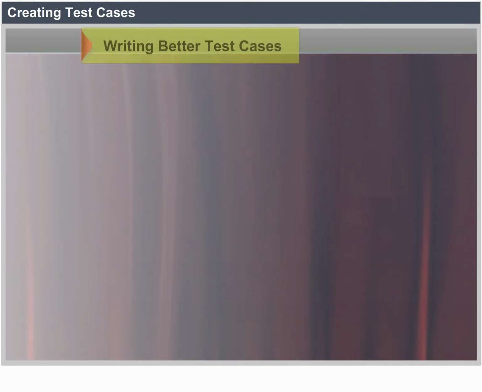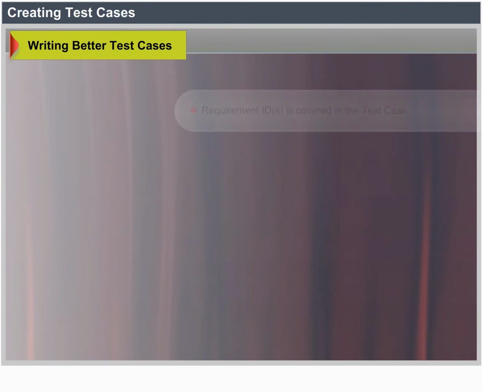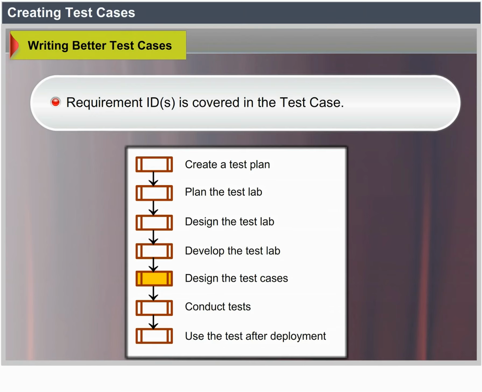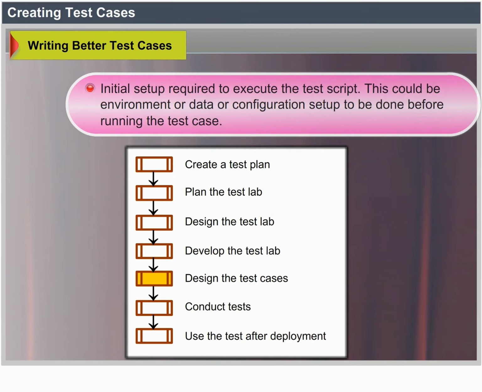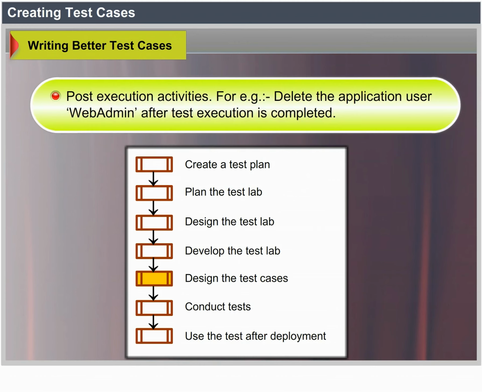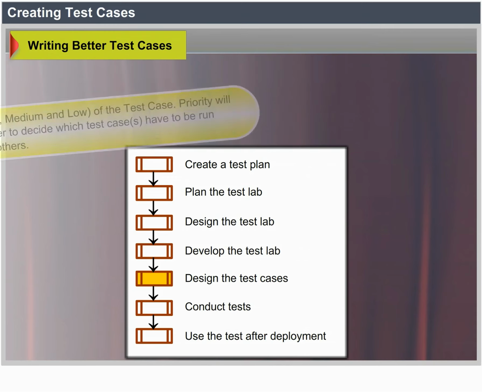Creating test cases. Writing better test cases. Requirement IDs being covered in the test case. Test conditions and expected results being exercised in the test case. Initial setup required for executing the test script. This could be environment, data or configuration setup to be done before running the test case. Post-execution activities, for example, delete the application user web admin after test execution is completed.